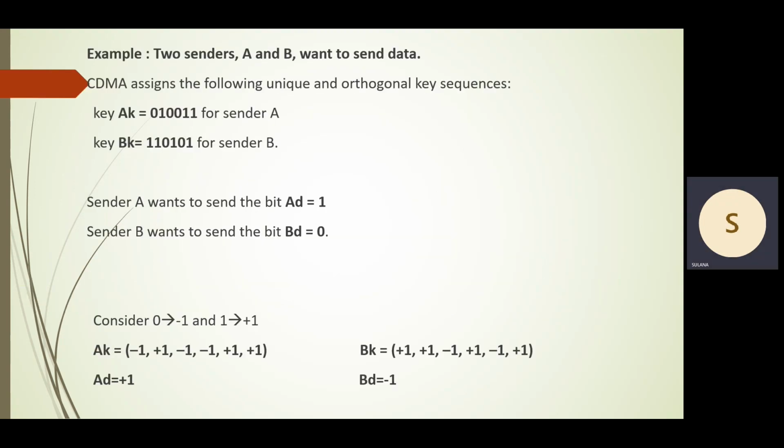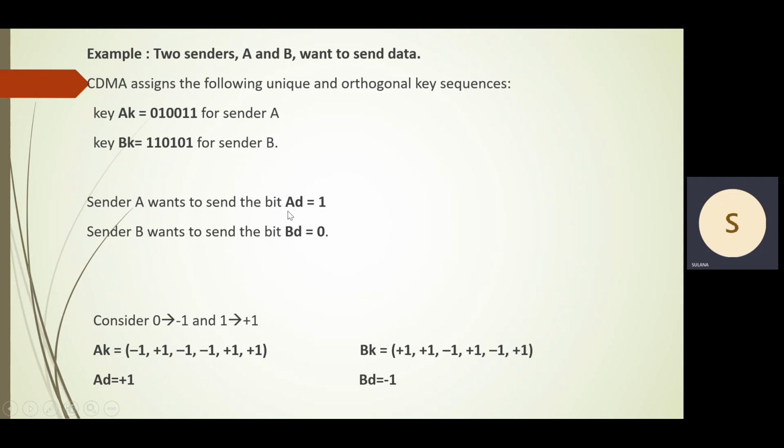Let us take an example. We have two users, A and B, who want to transmit data. Each user needs to be assigned a unique spreading code or a key, and the keys need to be orthogonal to each other. We have A's key and B's key. A's key is denoted by AK, B's key is denoted by BK. A's key is 010011, B's key is 110101. Now A wants to send the data bit 1, B wants to send the data bit 0.